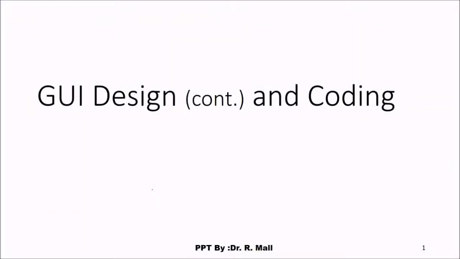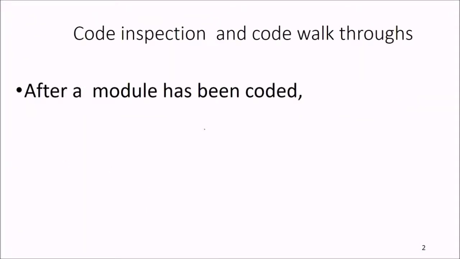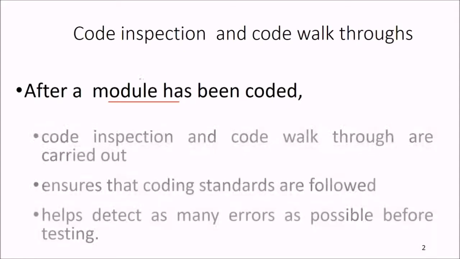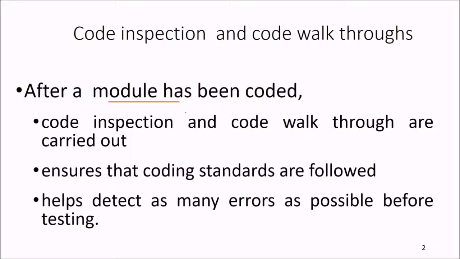So we were talking about GUI design and coding, and in this we have talked about code inspection and code walkthroughs. Once we have coded the modules, coded means we have actually implemented them in a certain programming language, then we start code inspection or code walkthrough. Code inspection and code walkthrough are two important aspects which are done after the module has been coded.